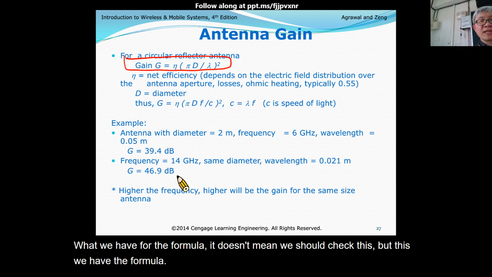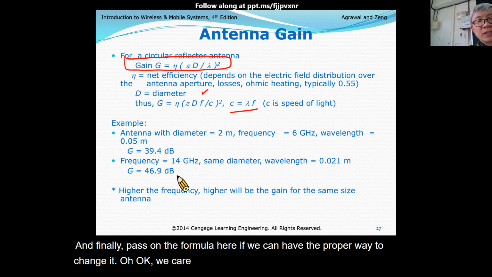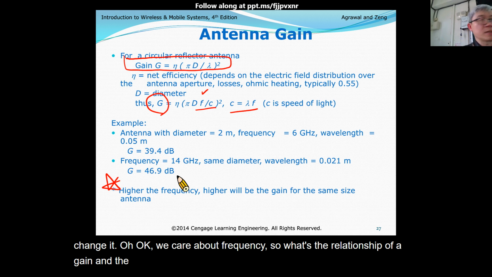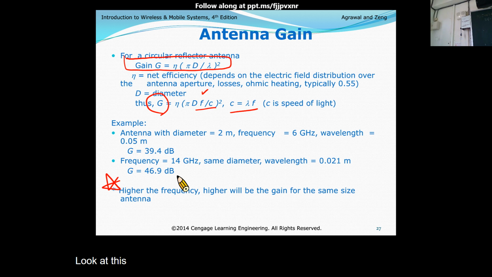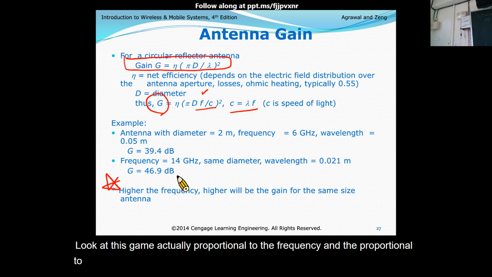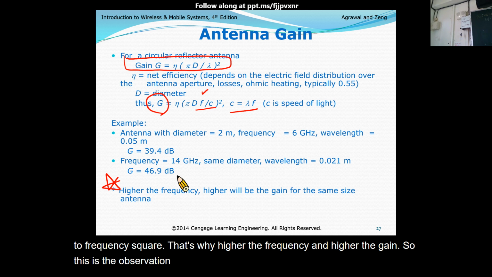Based on the formula here, if we have the proper way to change it, we care about frequency. So what is the relationship of gain and frequency? Look at this: gain is proportional to the frequency squared. That's why the higher the frequency, the higher the gain. This is the observation from the formula, and because of this, we can have higher gain.